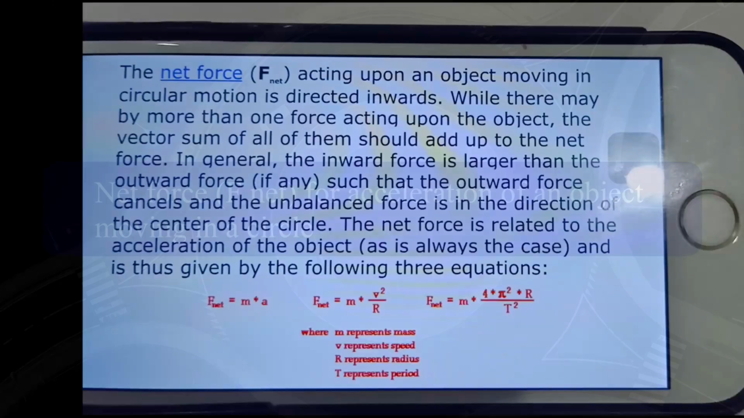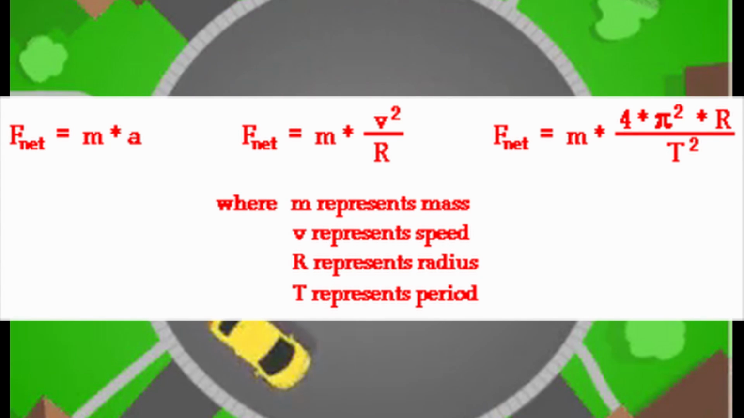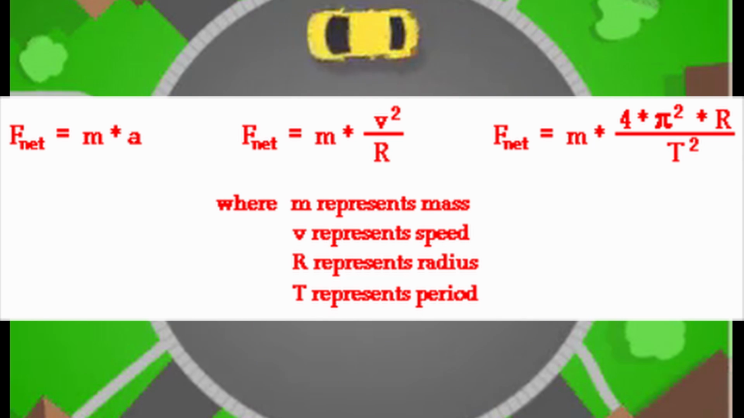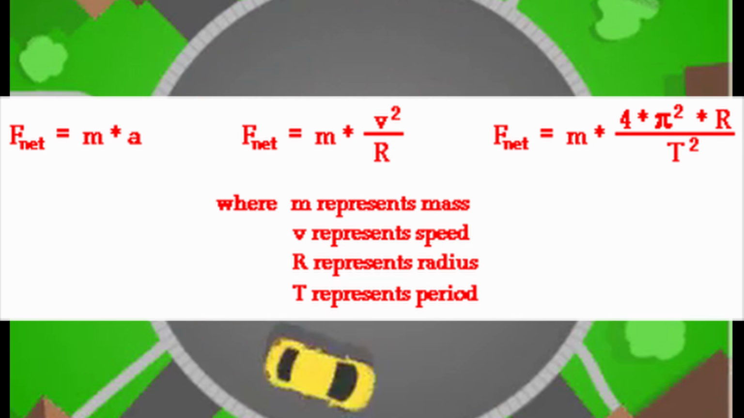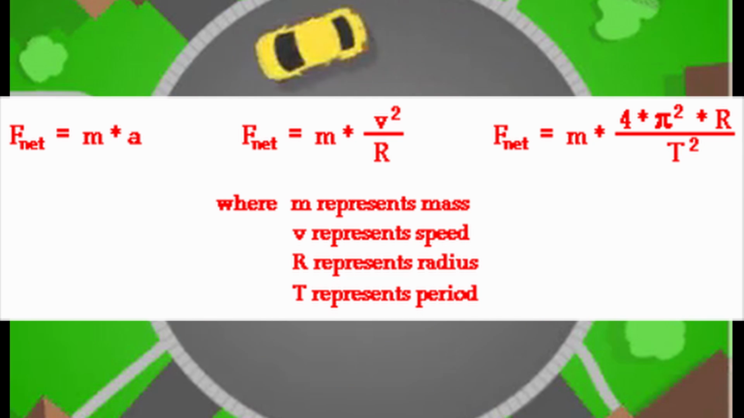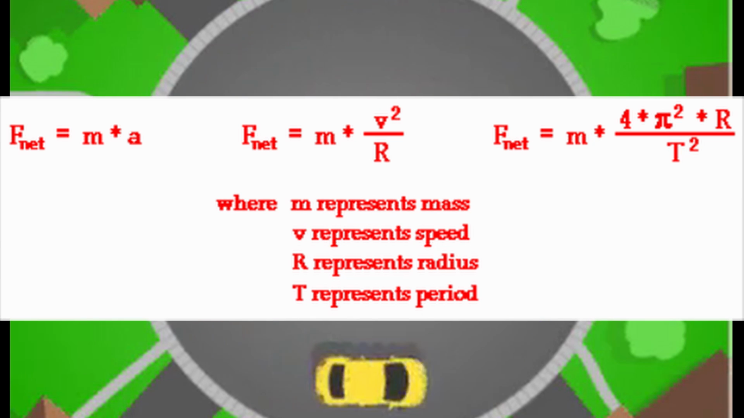The net force is related to the acceleration of the object, as is always the case, and is thus given by the following three equations. F net equals m times a, and F net equals m times v squared over r, and F net equals m times 4 times pi squared times r over T squared, where m represents mass, v represents speed, r represents radius, and T represents period.